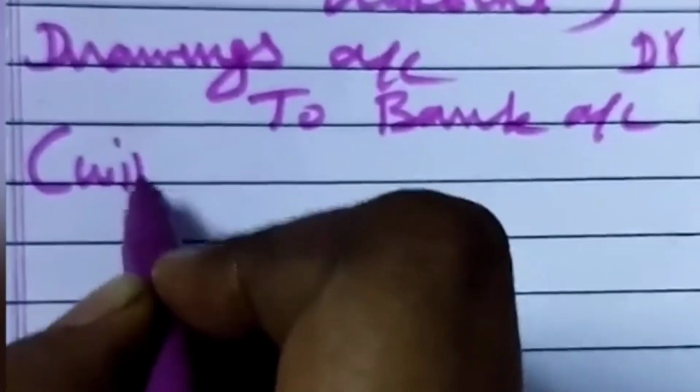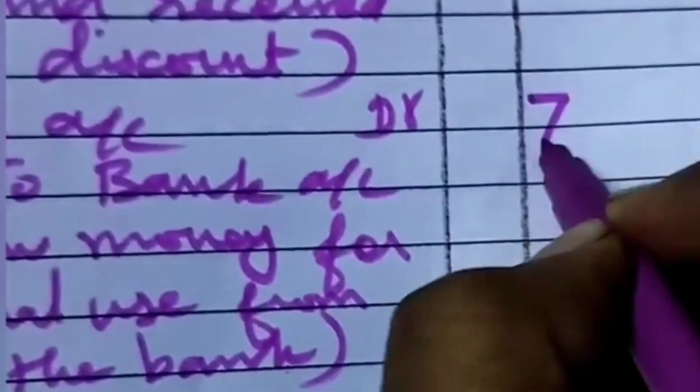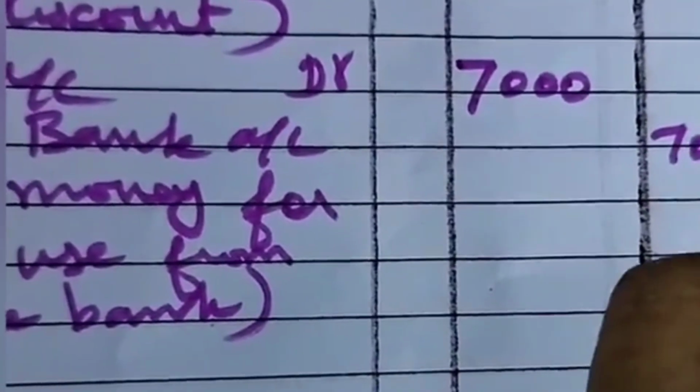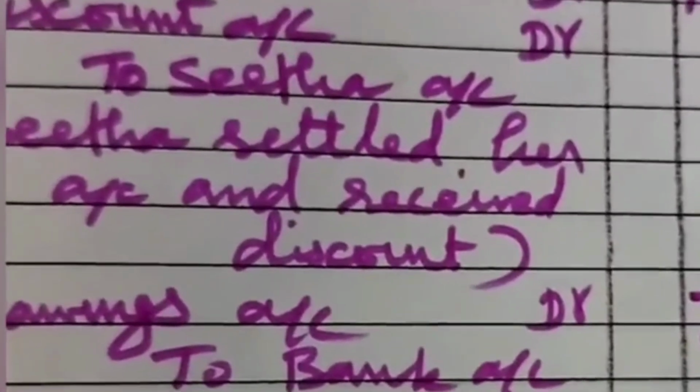Then narration. Withdrew money for personal use from the bank. Okay. What's the amount? 7,000. So under debit column also 7,000. Under credit column also 7,000. That's all. Now we can go to the next transaction.